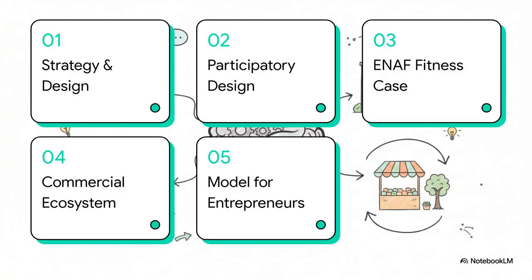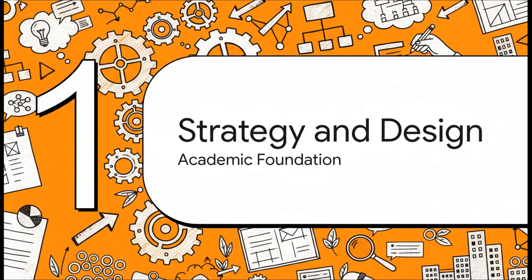Here is our quick roadmap for today. We'll start with strategy and design, followed by participatory design. Third, we'll dive into the ENAF fitness case, then explore their commercial ecosystem, and wrap it all up with a practical model for entrepreneurs. All right, kicking things off with part 1, strategy and design.